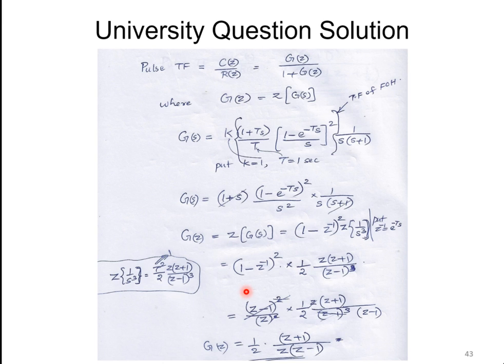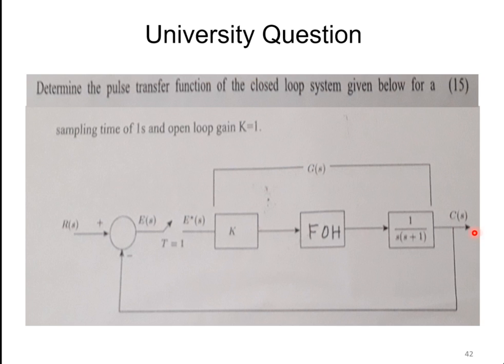This is not the pulse transfer function. Please note that G(z) is not equal to the pulse transfer function. The pulse transfer function is equal to C(z) by R(z), which is G(z) by 1 plus G(z). This is the closed loop transfer function in the discrete domain, that is the transform domain. So G(z) is the open loop transfer function. For this example it is a unity feedback system.